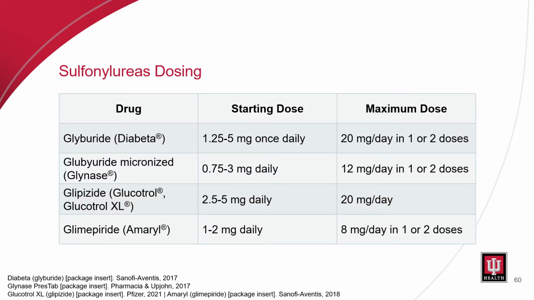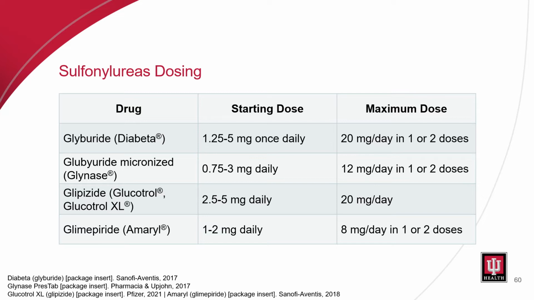The sulfonylurea dosing is shown on the screen. Sulfonylureas are dosed with the first meal of every day, and after the starting dose, they'll be titrated every 1 to 4 weeks to the maximum dose or until we need the glycemic benefit for patients. Most of these agents will be dosed either once or twice daily.